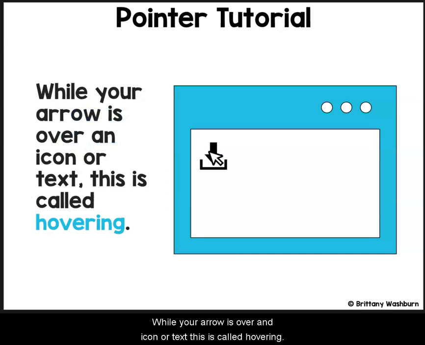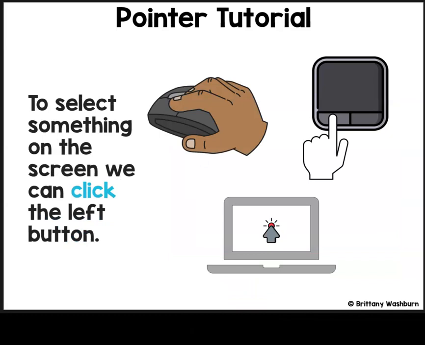While your arrow is over an icon or text, this is called hovering. So now it's right over, and that's called hover or hovering. To select something on the screen, we can click the left button. So the left button on the mouse, the left button on the trackpad, and that clicks the thing on the screen.